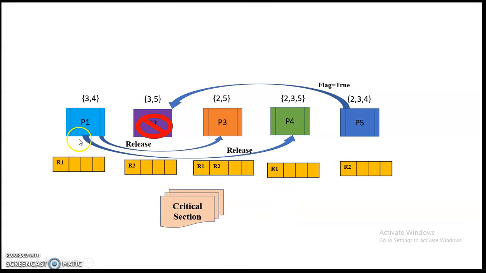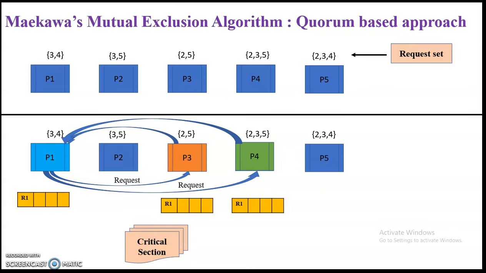So see, P1 now sends a release message to P3 and P4. So now the queue at P3 says that only R2 is at the top. That means now P3 can send a flag is equal to true message to P2, and now P2 can enter into the critical section. So this is how it works. Now let us go and check the algorithm.